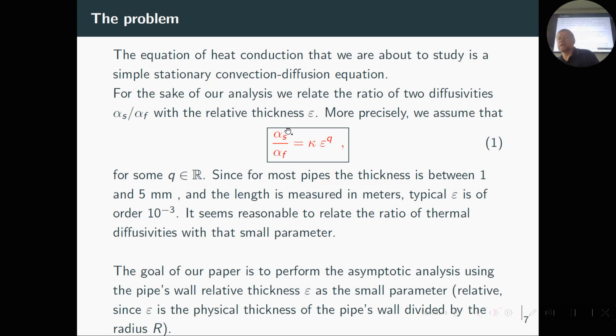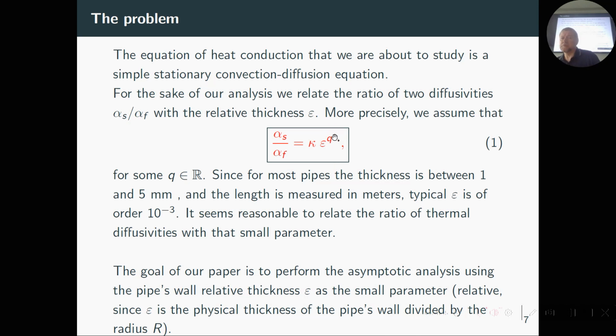Now, as I said, the diffusivity coefficient of the solid part, meaning the wall of the pipe, and the diffusivity coefficient of the fluid which is inside the pipe are assumed to depend on this same parameter epsilon. It doesn't really mean that they are physically related. It just means that they have a similar quantity. So this is just a quantitative assumption, not qualitative. We don't really think that those parameters are physically related. We just think that they are of the same order.